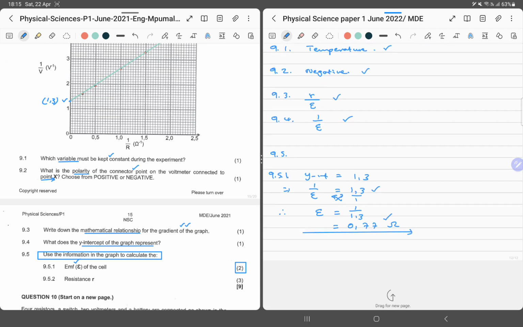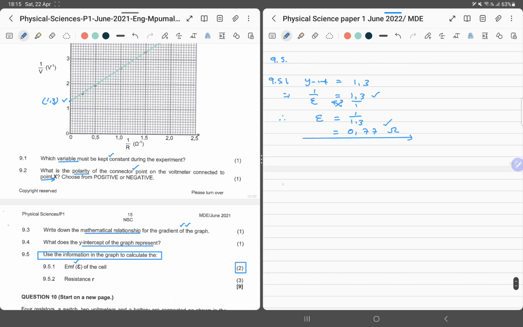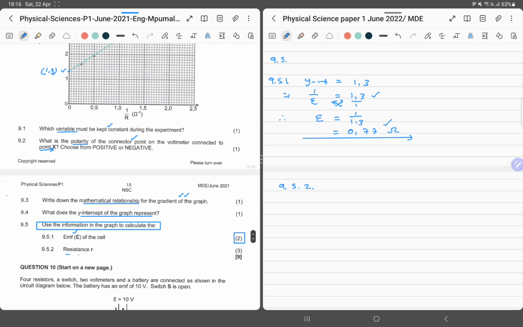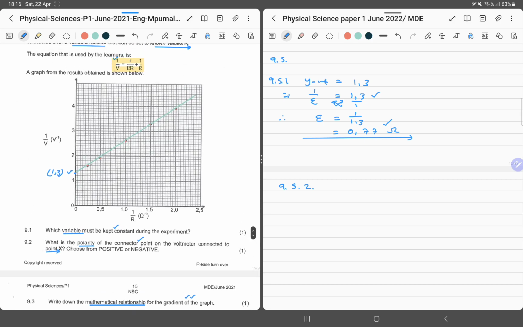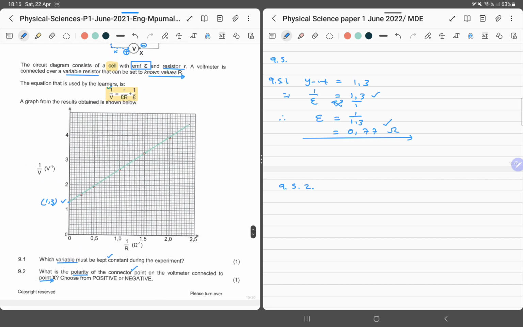And then now we're doing the last question here, which is 9.5.2. The next one says the resistor R. Okay, so what can we use here on our equation? I think we can use the gradient. So we know that the gradient here, let's just write words, is going to be, pick any 2 points. I can pick this point and that point. Any 2 points will work. So we're picking those 2 points.